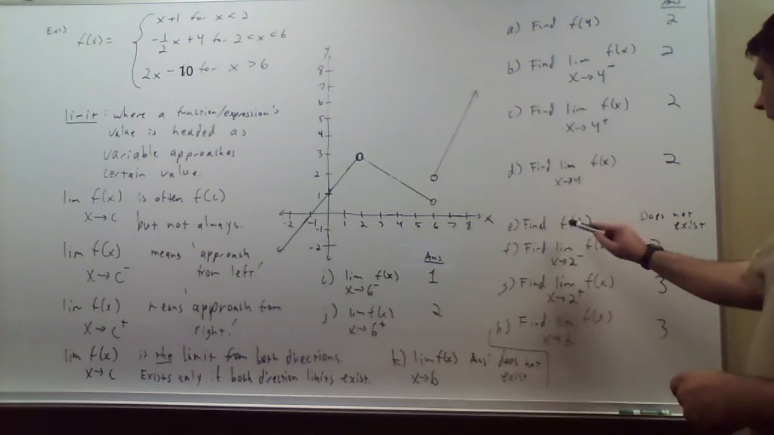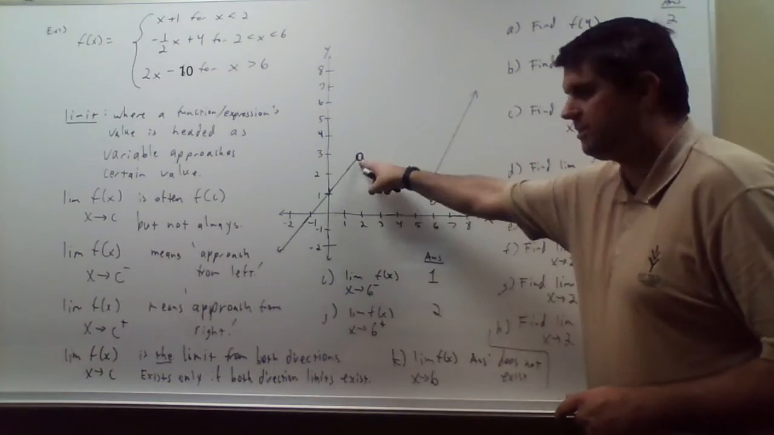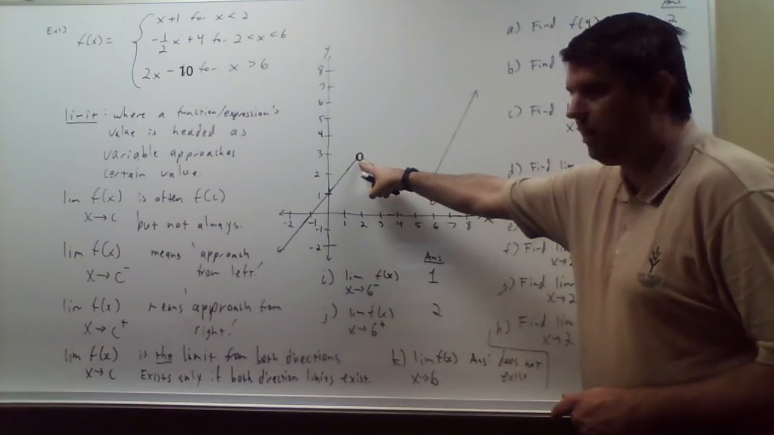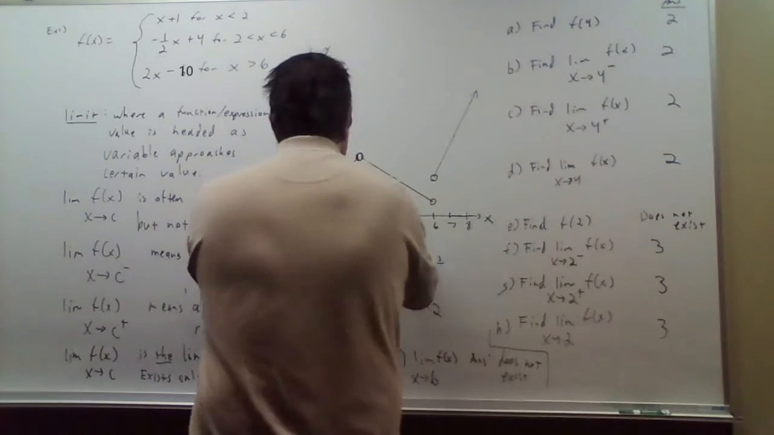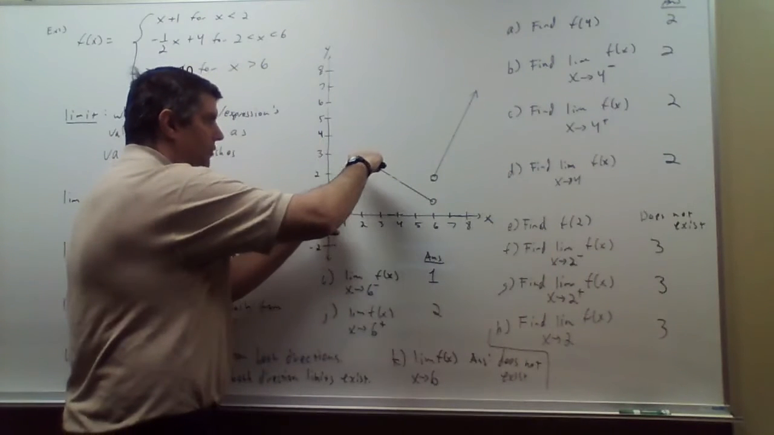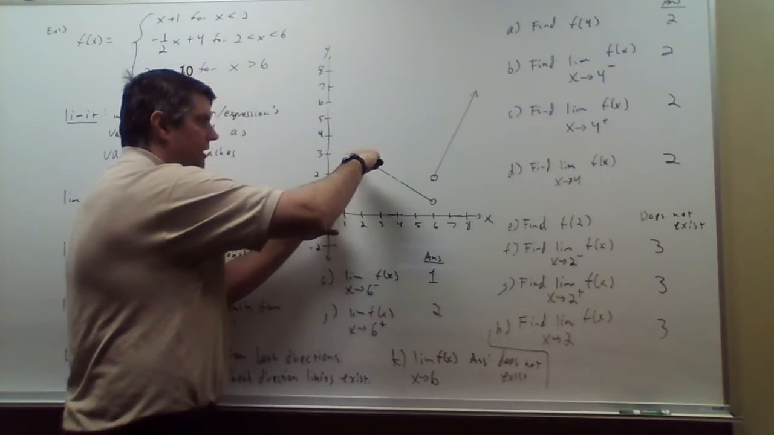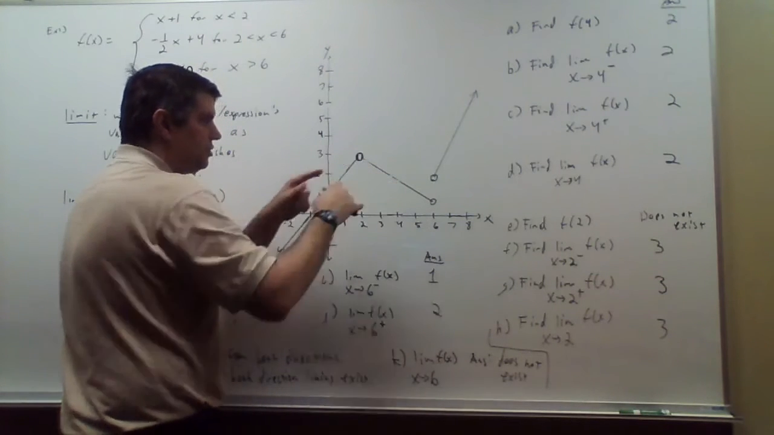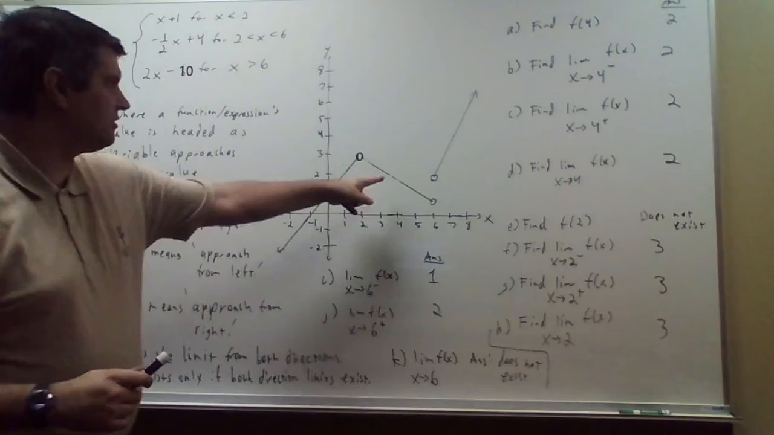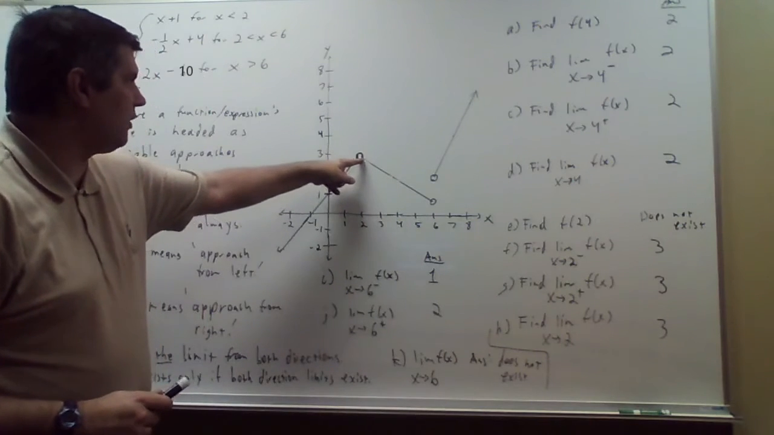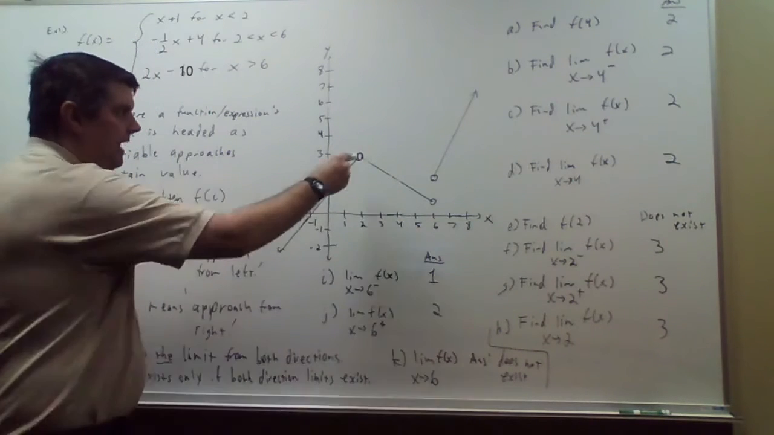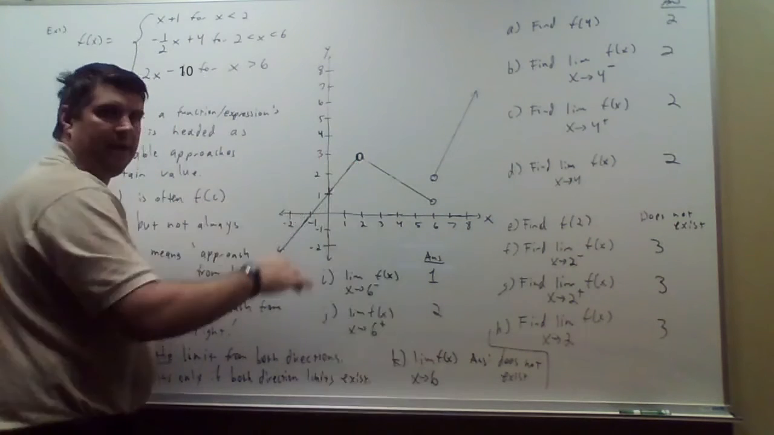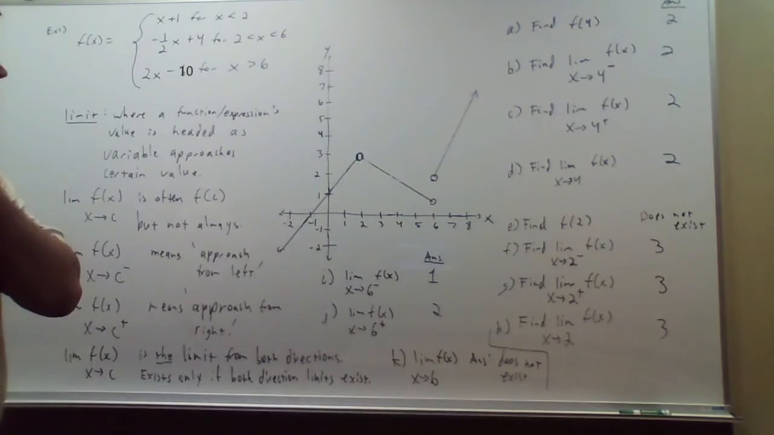Now, f of 2 doesn't exist, okay? It's an open dot. There's no function value there. But as we approach from the left, the function value is headed to 3. As we approach from the right, it's approaching a function value of 3. So the limit as x approaches 2 is 3.